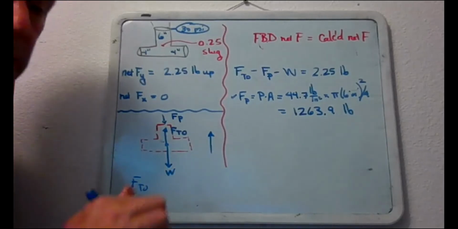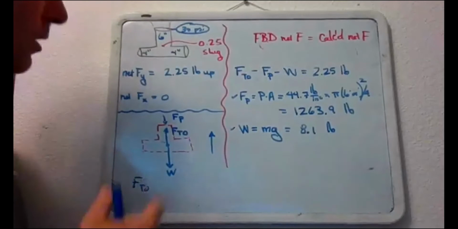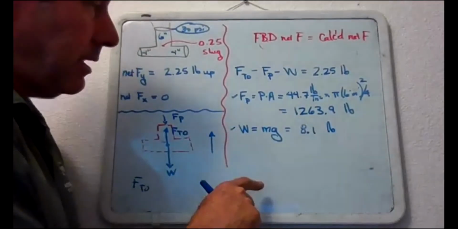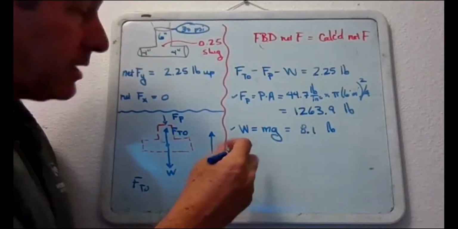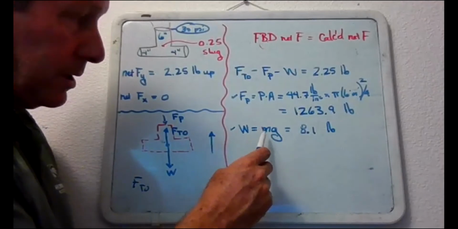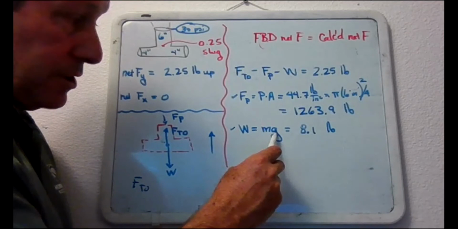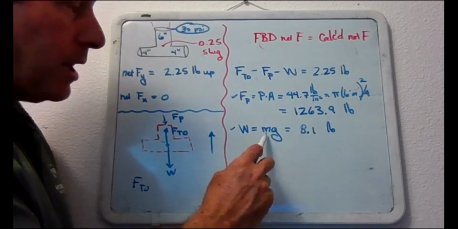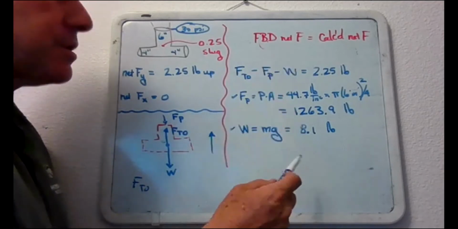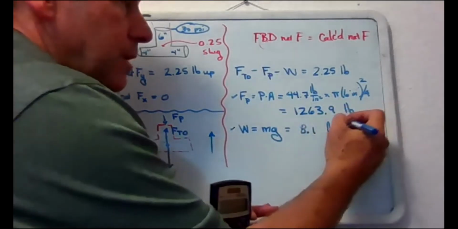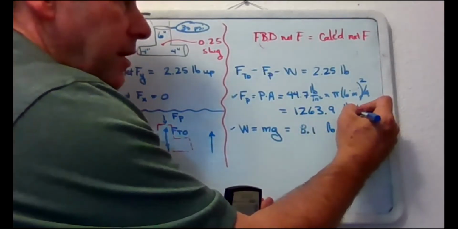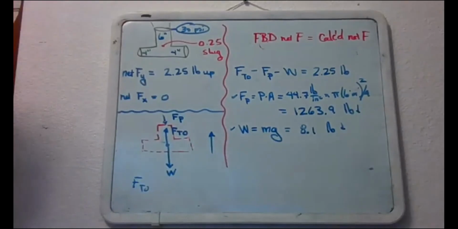Okay, I want you to do the weight next. That's what I'm going to do. Weight is mass times gravity. And when we're working in slugs, in English or BG units, this is 32.2. And unit-wise, we get a slug foot per second squared, which is a pound. And so that is down as well. So 8.31 pounds down. And now we got it.